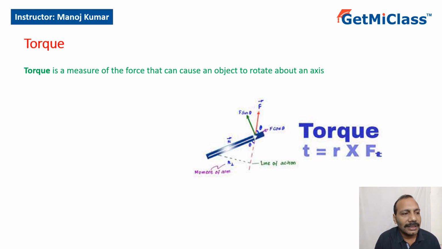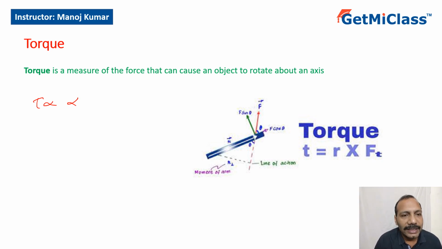Now what does force do in linear motion? If force is applied on a body of constant mass, it accelerates the body. Similarly, if torque is applied on a body of constant moment of inertia, then it will produce angular acceleration in that body. So I can say if tau is the torque applied on the body, then tau is proportional to the angular acceleration alpha produced in the body if moment of inertia of the body is constant.